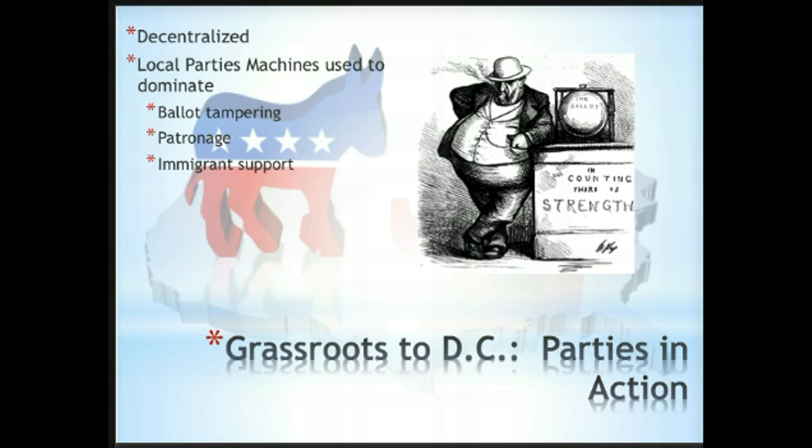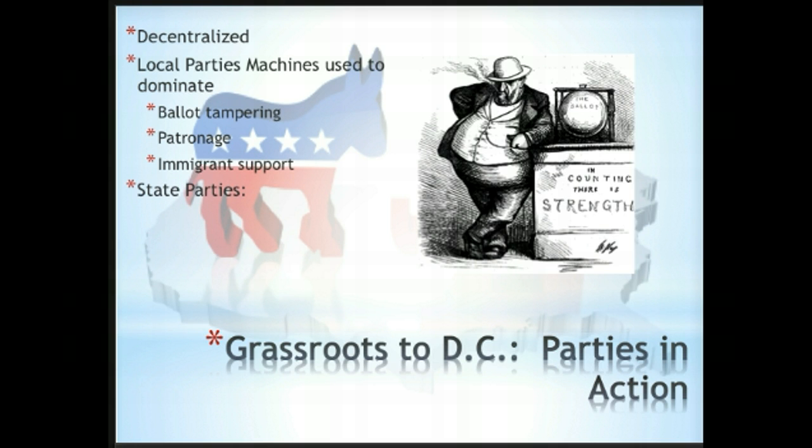Immigrant support. Party machines recruited on the docks. And they did do good things. Don't get me wrong, immigrants were helped by political machines or party machines in the process of being assimilated into the United States. The party machines helped immigrants find jobs. They helped their kids find jobs. They helped them find a place to live. So they did give immigrant support, and in return, they expected the immigrants to vote for them.